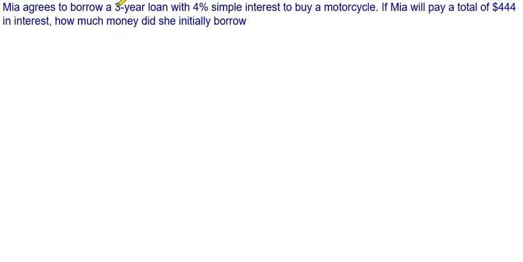Mia agrees to borrow a 3-year loan with 4% simple interest to buy a motorcycle. If Mia will pay a total of $444 in interest, how much money did she initially borrow?